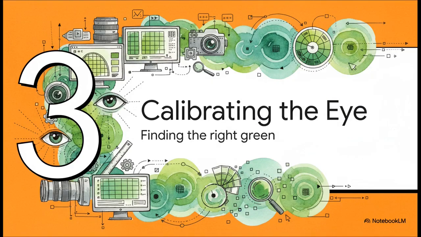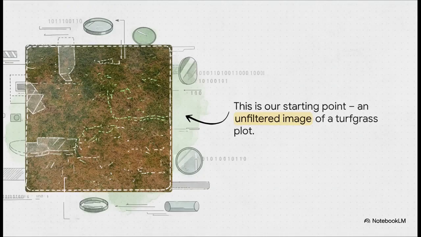And this brings us right to the heart of the whole process. You don't just pull these numbers out of thin air. You have to meticulously test and refine them. So let's actually walk through what that calibration process looks like, using a real example from this project. All right, here's our original image. You can clearly see there's a mix of healthy green grass and that dry, brownish yellow stuff. Our mission is to create a filter that isolates only the green and ignores everything else.